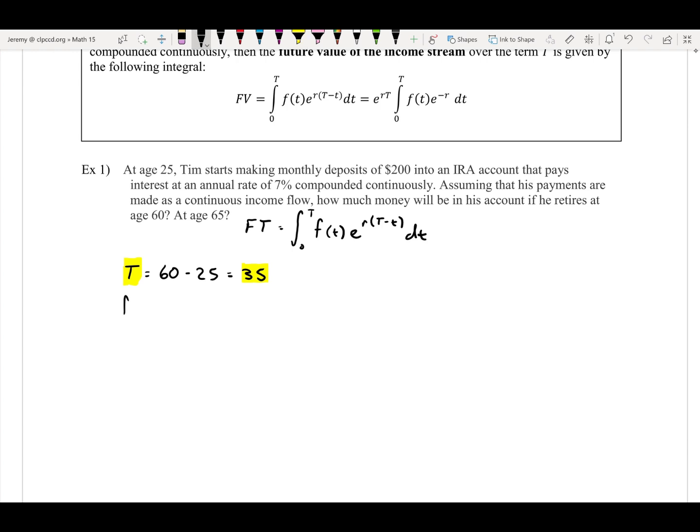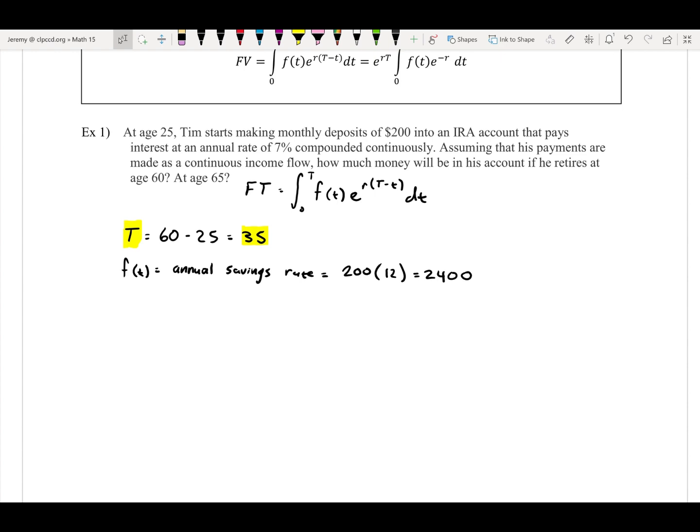Let's keep going. How about f of t? What is our savings rate going to be? And remember, this is an annual savings rate. Well, he's saving $200 per month, right? So just multiply that by 12, and that will give you the annual savings rate. So 200 times 12 months, we'll have $2,400 per year. Okay, this is just to include units. This is years. This is dollars per year.